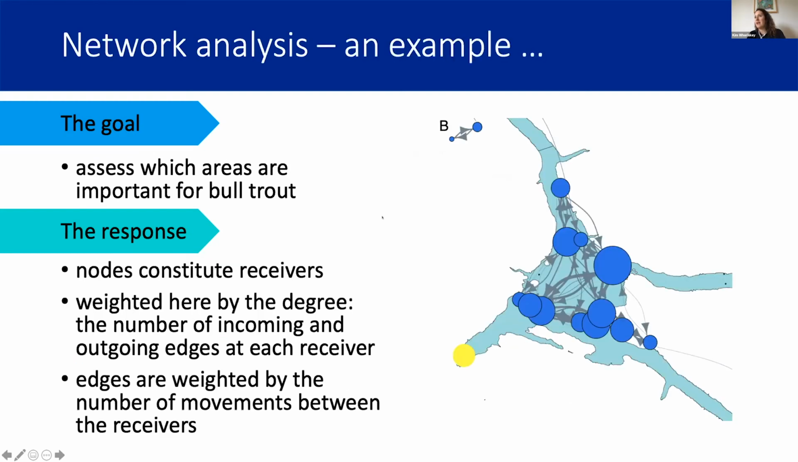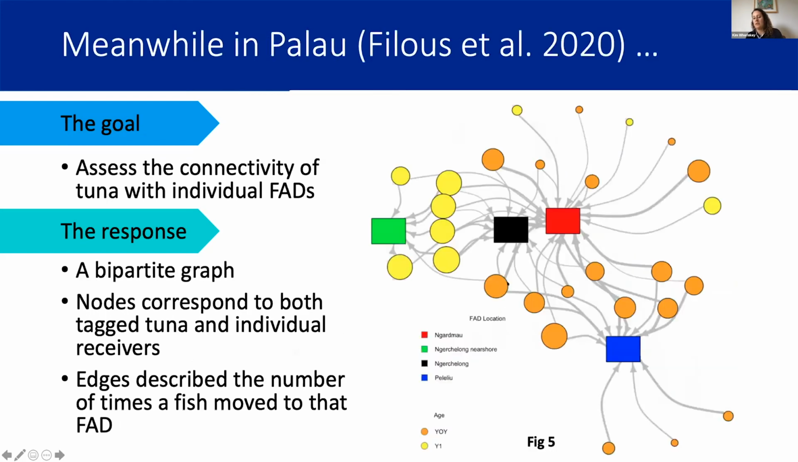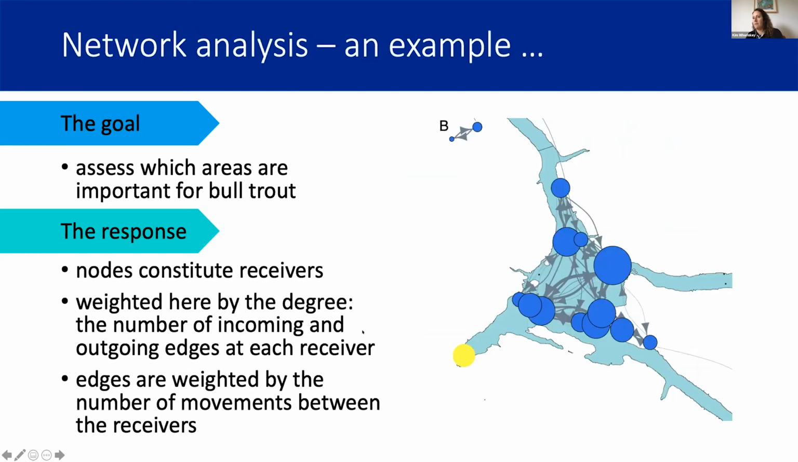Here's a quick example of network analysis, again in the bull trout Kinbasket reservoir study, where we were trying to see which areas are important for bull trout. The nodes here constitute receivers, and they're weighted here by the degree, which is the number of incoming and outgoing edges of a node. So we can see that this receiver here, for example, is really connected to the other receiver, so it's probably pretty important. And then you have your edges weighted by the number of movements. So thicker edges mean more animals moved.